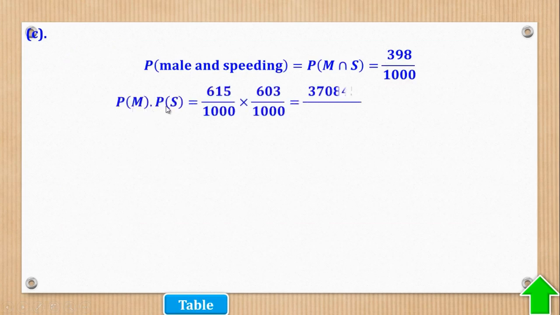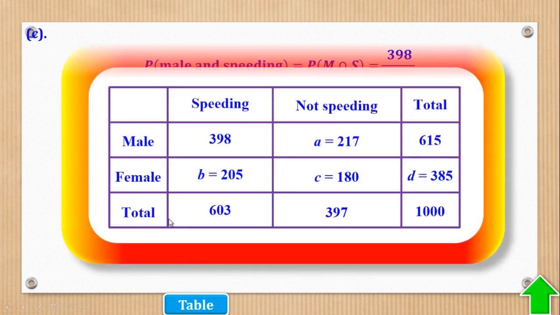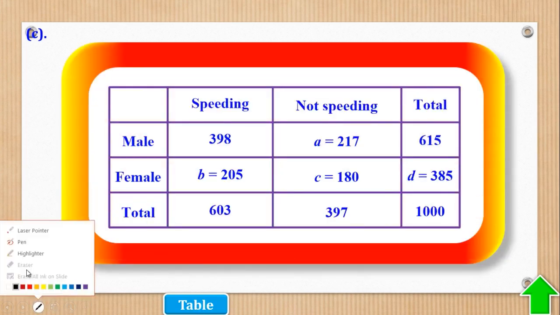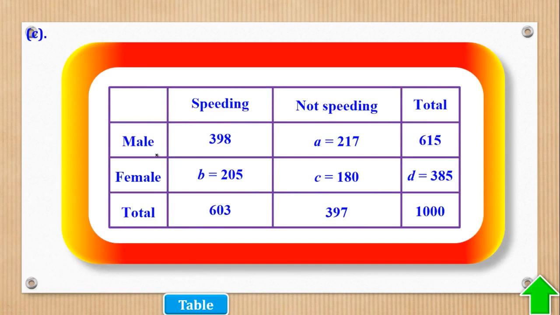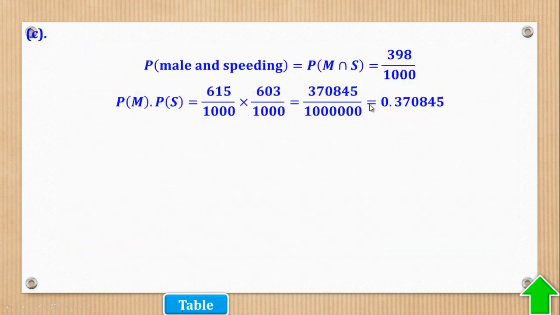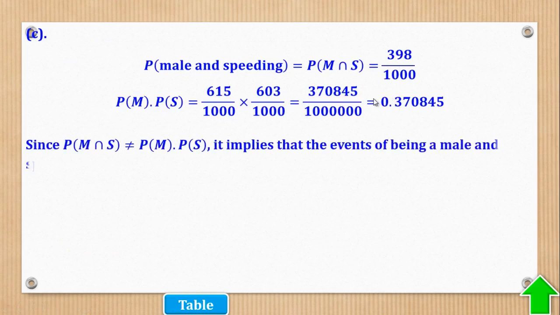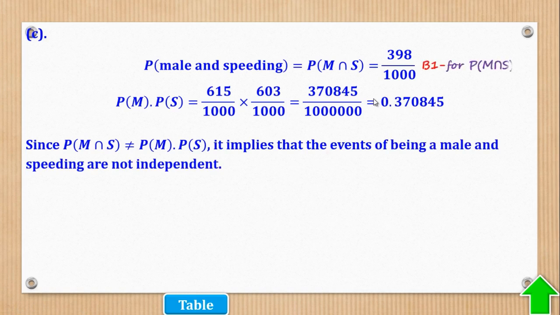Then just male times speeding, so male alone is this. Male, because we can be male when speeding or male when not speeding, so it is this over the total. Then speeding, you can speed when you're male or speed when you're female, so you get this total over this. So that's where this came from. You realize that these two are different. So you can conclude that since the intersection is not equal to the product of the individual events, then the events are not independent. And that's what they wanted.